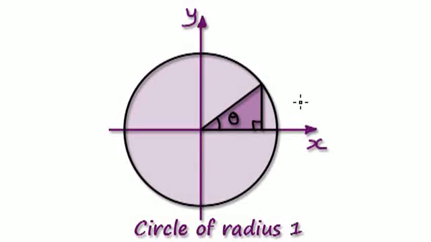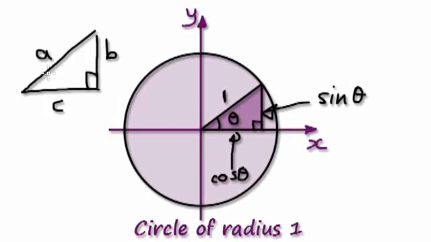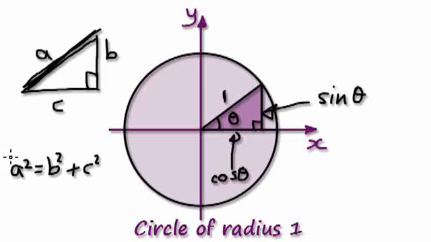But there's something important that you have to realize here. The height here is sine theta. The length here is cosine theta. Now this length here is 1. If you use Pythagoras, remember Pythagoras is anytime you have a right angle triangle, let's just say this is A, B and C. The hypotenuse, the longest length, A squared equals B squared plus C squared. So the hypotenuse is always on its own. The longest side is always on its own. While looking at this here, the hypotenuse is 1.